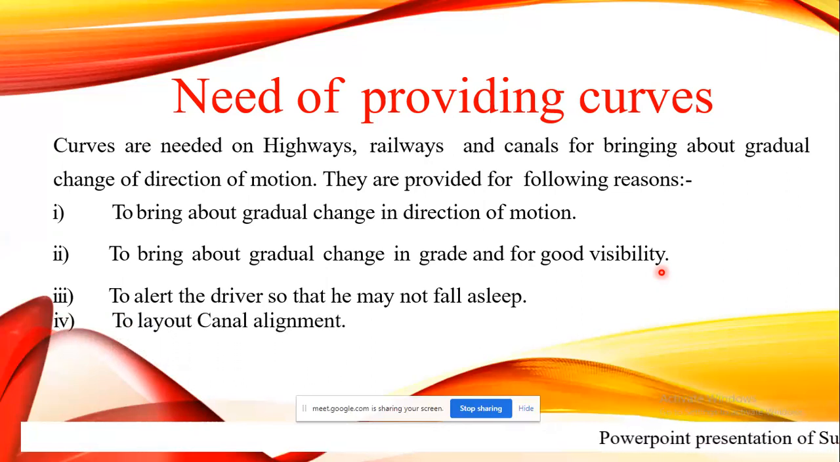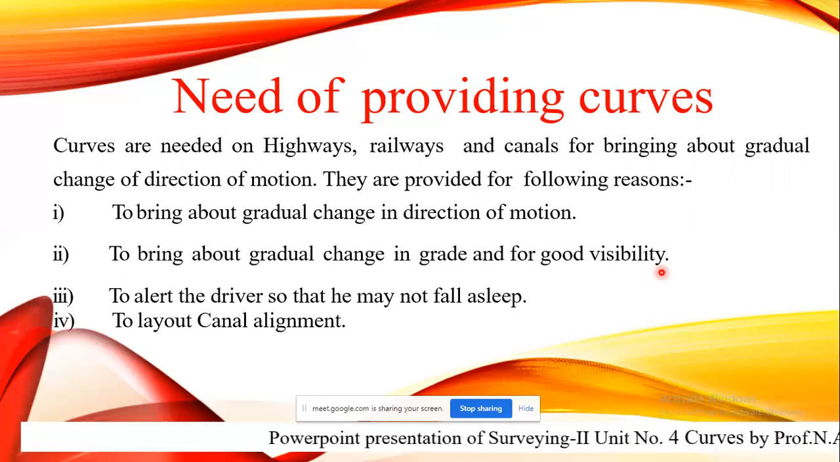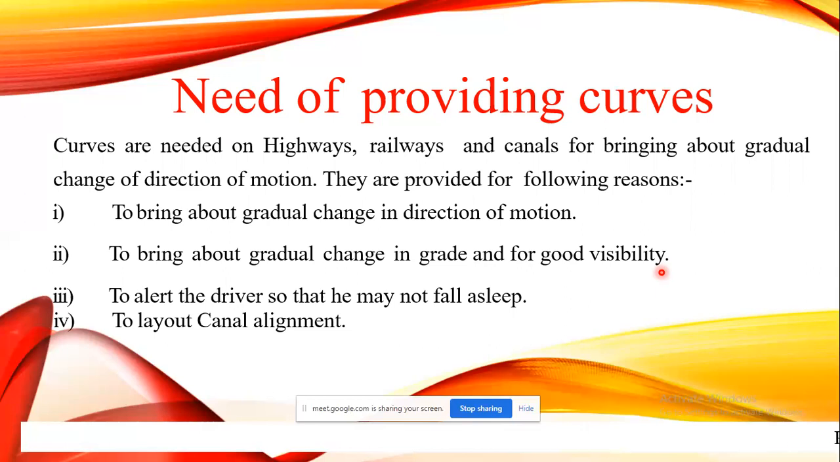To lay out a canal alignment, a curve is also required. For this purpose also we provide the curve.